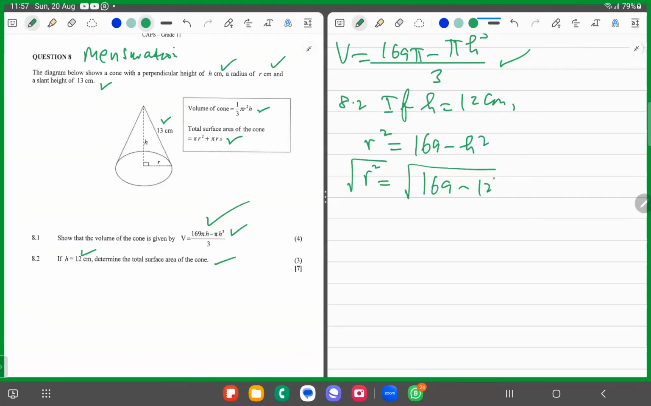So this is 12 squared, which means it is the square root of 169 minus 144. Okay, the electricity will go very soon. And this one is the square root of 25, and it is 5 units. So which means r is actually 5.